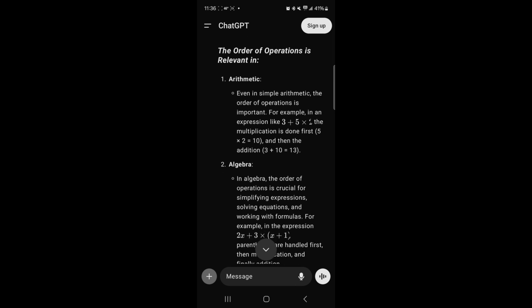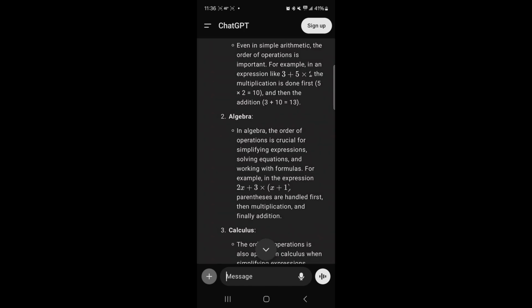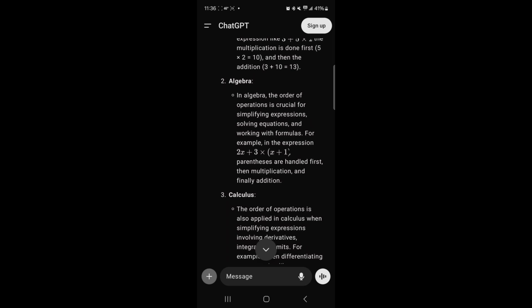Now, in algebra, the order of operations is crucial for simplifying expressions, solving equations, and working with formulas. For example, in the expression 2x plus 3 times the quantity x plus 1, parentheses are handled first, then multiplication, and finally addition. Yeah, keep in mind, you solve parentheses first, then your exponents, or orders if you're familiar with BODMAS, and then multiplication and addition.